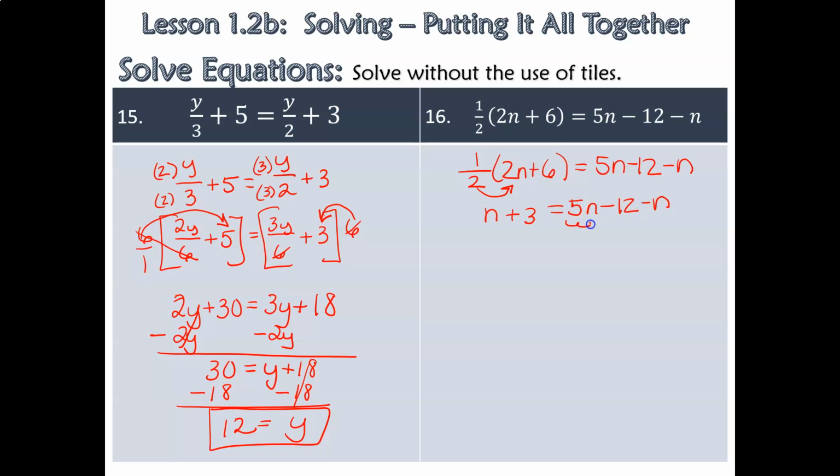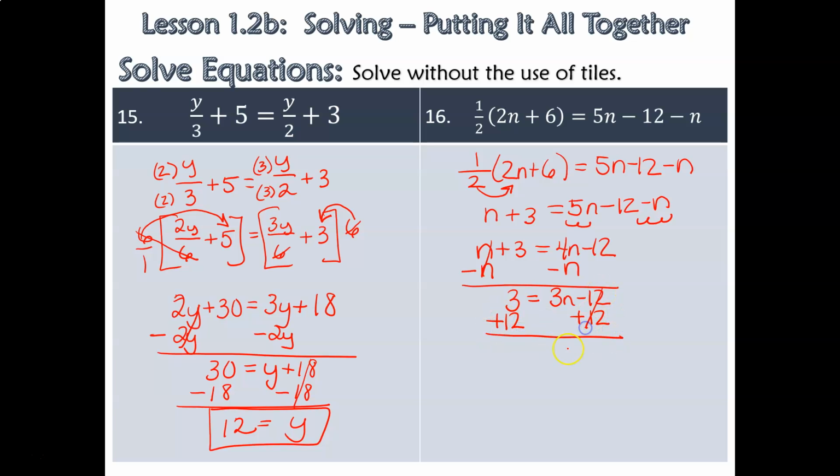Okay, let's combine 5n and negative 5n. I have n plus 3 over here. I have 4n minus 12. I'm going to subtract this n. So 3 equals 3n minus 12. I'm going to undo that subtraction by adding 12 to each side. So now I have 3n equals 15.